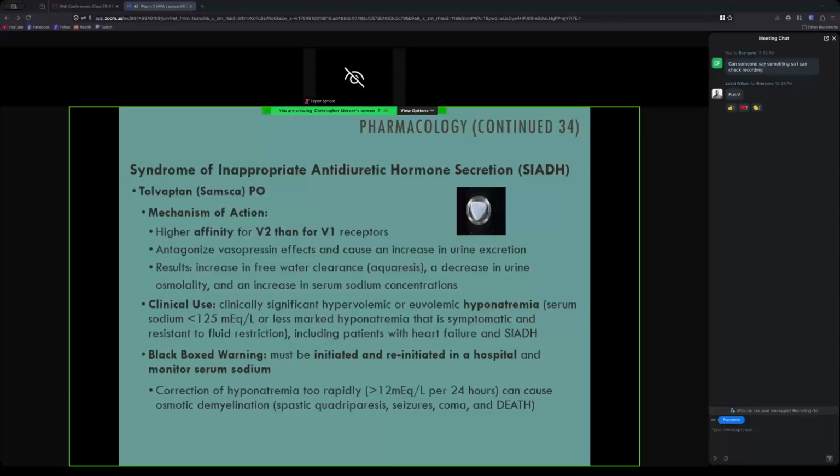How are we going to use it? For clinically significant hypervolemic or euvolemic hyponatremia, and same contraindications. We do not use it if we have hypovolemia with hyponatremia. Specifically, we're going to use it for serum sodium under 125 milliequivalents per liter, or less severe hyponatremia that is symptomatic and is resistant to our first line, which is fluid restriction in SIADH.